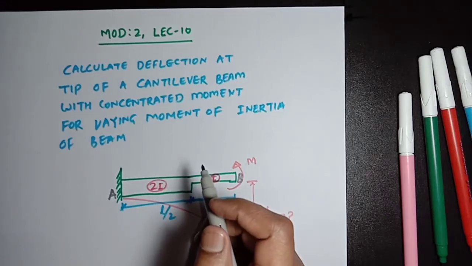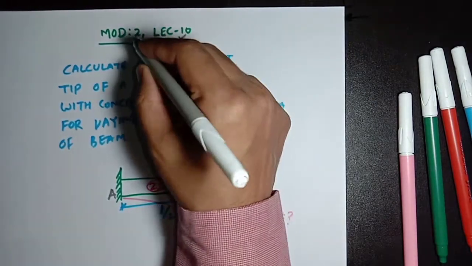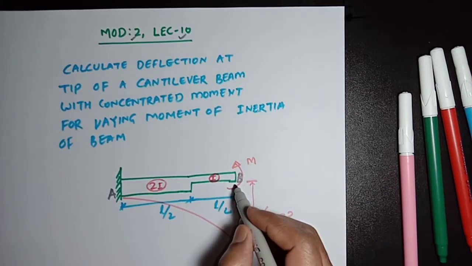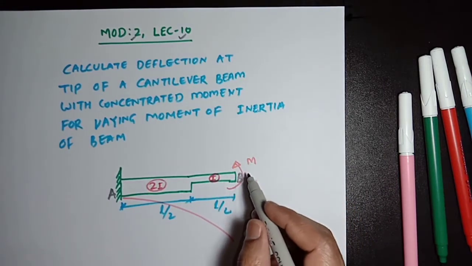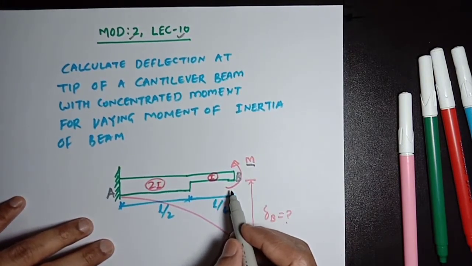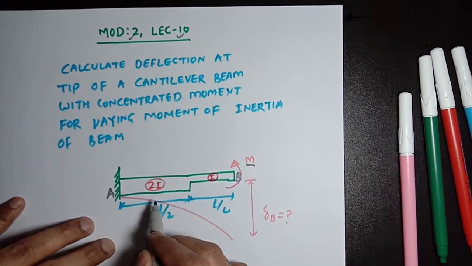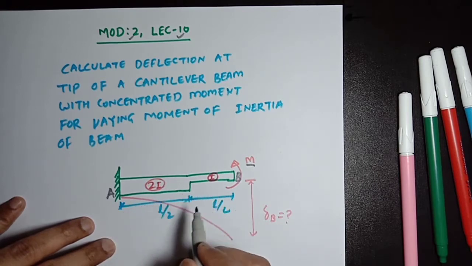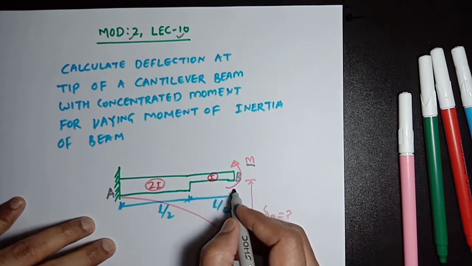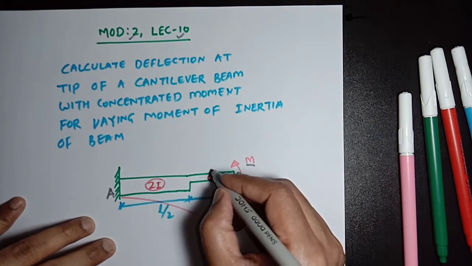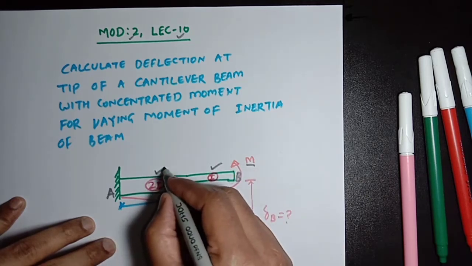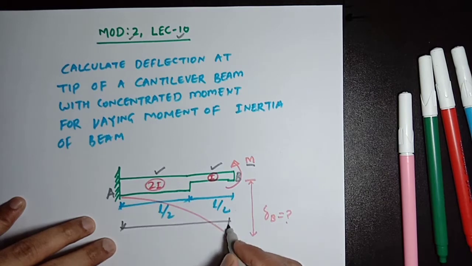Friend, I am here with lecture 10 of module 2 for calculation of deflection at the tip of a cantilever beam having a concentrated moment applied at its tip. But in this example, the entire length of this beam does not have a constant moment of inertia. It's varying from a length of 0 to L by 2, where it has a moment of inertia I, and from L by 2 to L it has a moment of inertia 2I. The total length of this beam is L.